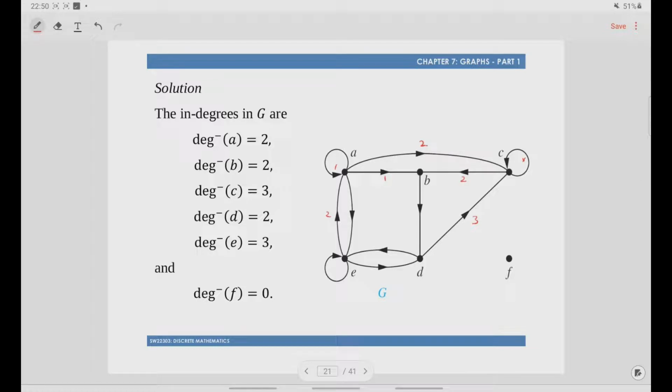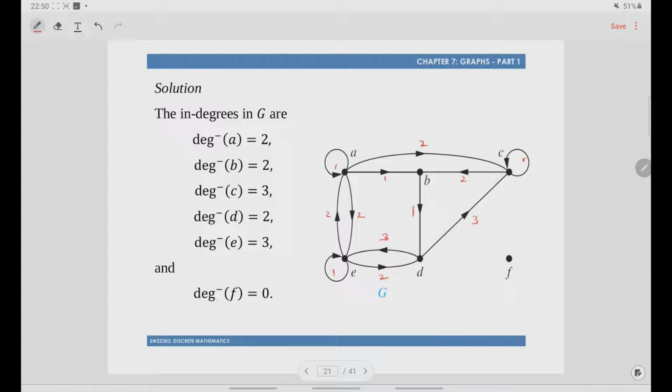So how about D? Where is D? This is D. How many arrows are pointing to D? We have 1, we have 2. So the in degree of D equals 2. How about E? For E, we also have a loop. So we have 1, and then the second one is here, 2, and the third one is here, 3. So the in degree of E equals 3.